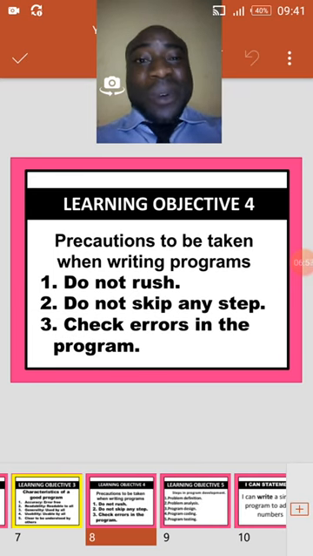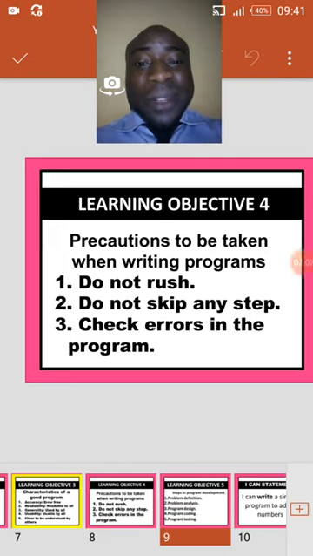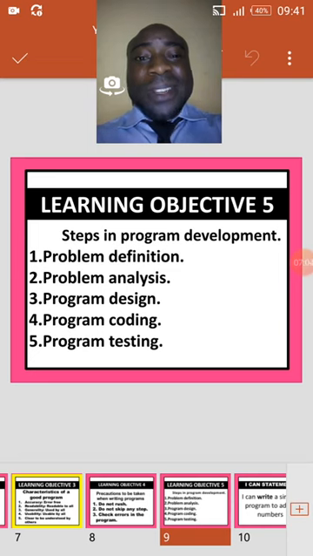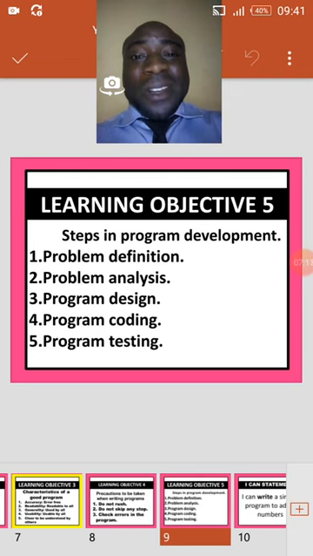So a programmer must check errors in the program. Alright, now let's look at program development steps. We have about 5. I will mention it here, and I would like you to follow me. Alright, the first one, problem definition.